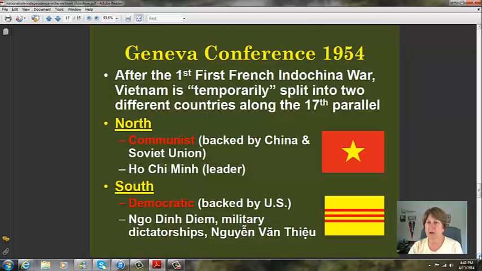The Geneva Conference took place in 1954. As a result of the Geneva Conference, the United States used their power to have Vietnam temporarily split into two countries, North Vietnam, which was controlled by the communists, and South Vietnam, controlled or backed by the United States.